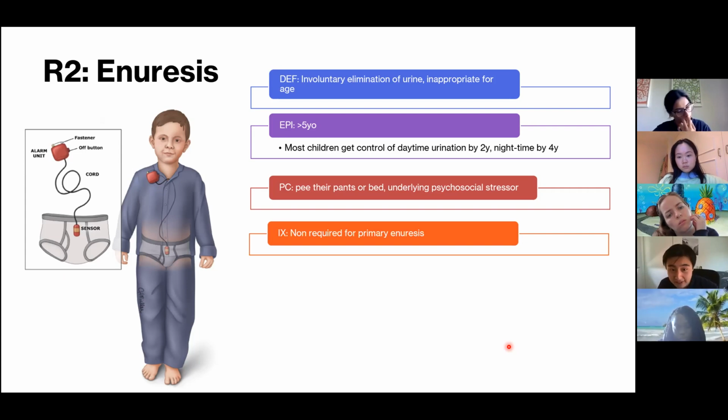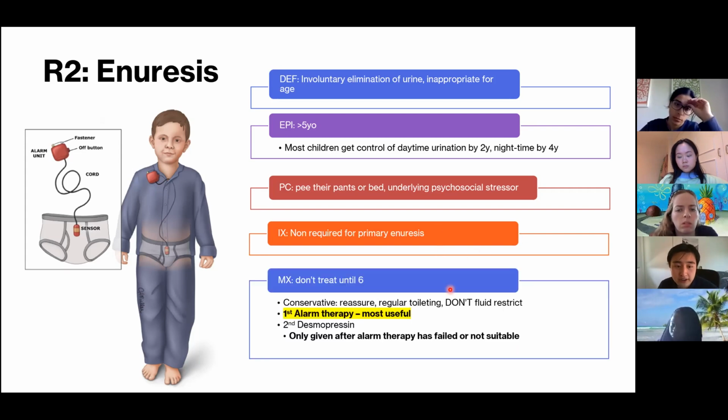But if they have had bladder control before, but all of a sudden they lose it and they have enuresis, then you might do a urine dipstick. And finally, for management, you want to start off with something conservative, so making sure they go to the toilet regularly. And if that fails, the most successful therapy that you want to go for is alarm therapy. This is shown on the left. Essentially, if the child pees their pants, that gives them a little buzz. And eventually, over the course of a few months, that trains them to control their bladder. So that's the most useful.